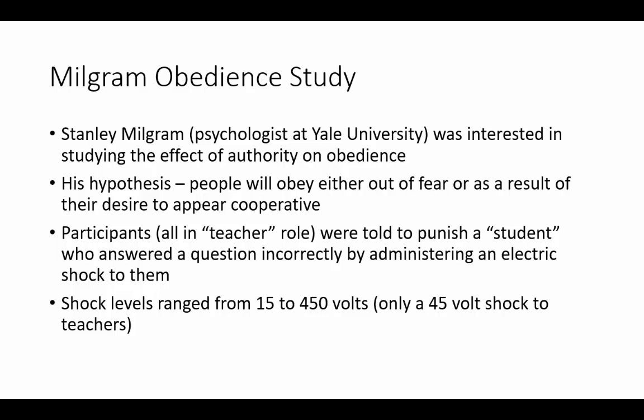The results of this study were amazing. 65% of the teachers were willing to progress to the maximum of 450 volts. Milgram did more than one experiment. He carried out 18 variations of his study. All he did was alter the situation to see how this affected obedience. In other studies, a control group was established to determine that the teachers were not inherently evil or mean people.